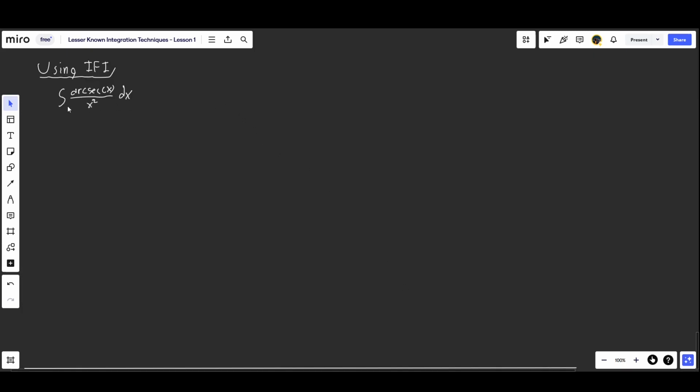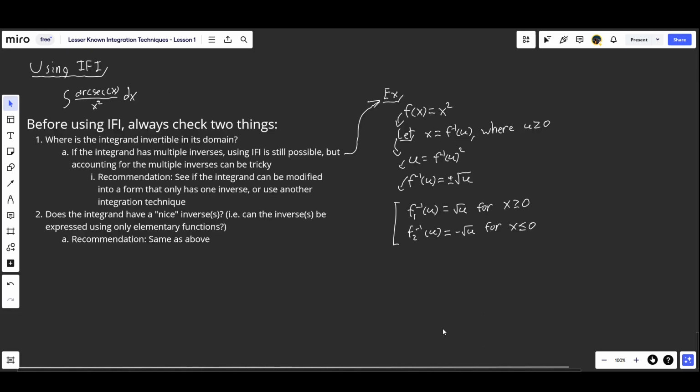Now that we have evaluated this indefinite integral using more traditional techniques, let's see what happens if we use inverse function integration instead. For this example and future examples, I'm going to be a little bit less rigorous and not formally state the domain of the integrand and where it's continuous and invertible as often, like I did in the first example. And I'll do this for the sake of streamlining the integration process.